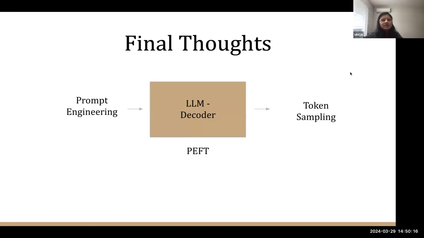Yeah, so I just wanted to briefly cover the final thoughts and give a few moments here for any questions or any other discussions that you might have. We went over the input to the LLM, which was prompt engineering, a few different techniques there. How do we actually manipulate the LLM decoder itself? We talked about PEFT techniques. And then the output. How does it output? And that's token sampling there.